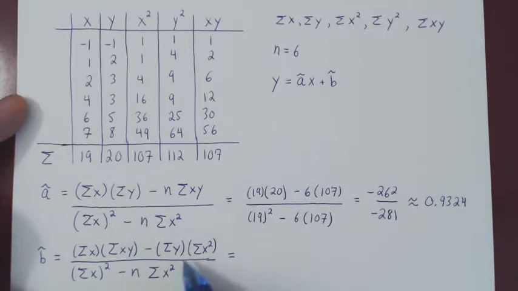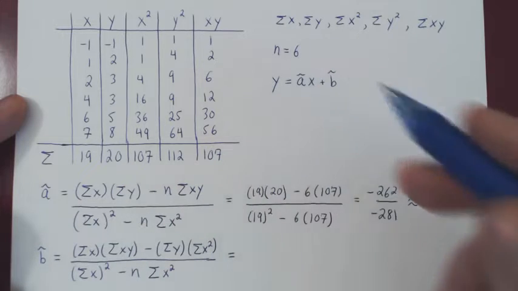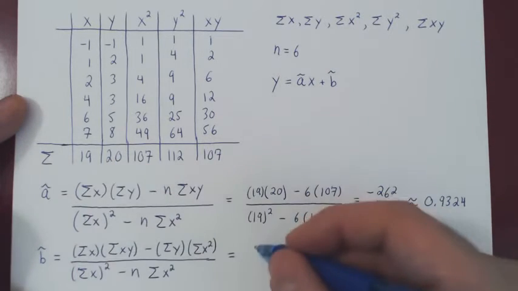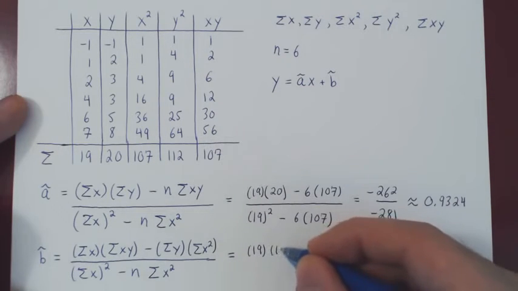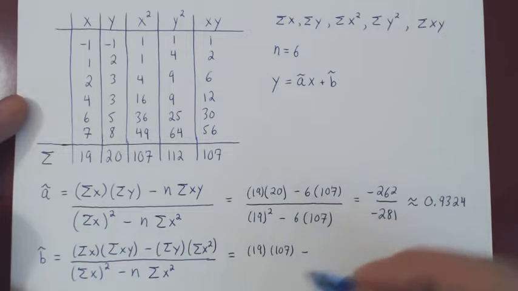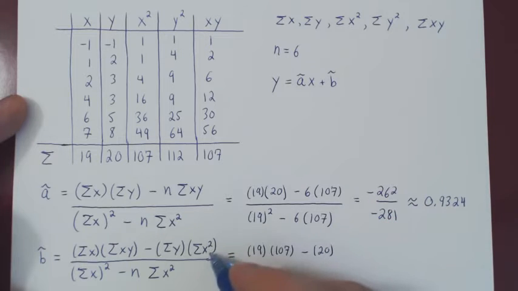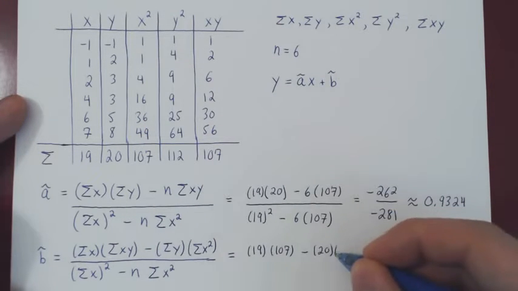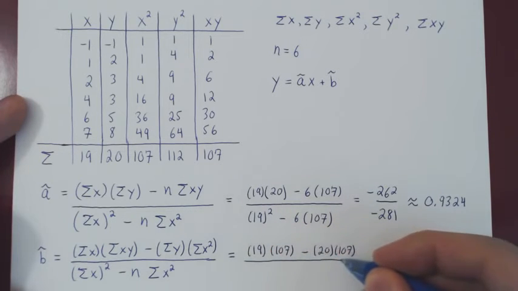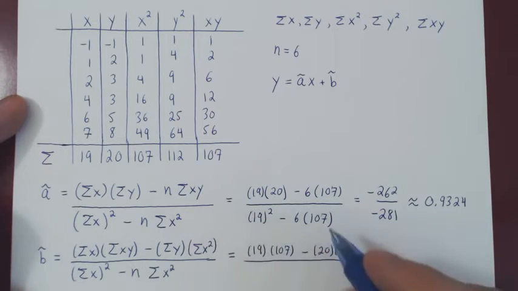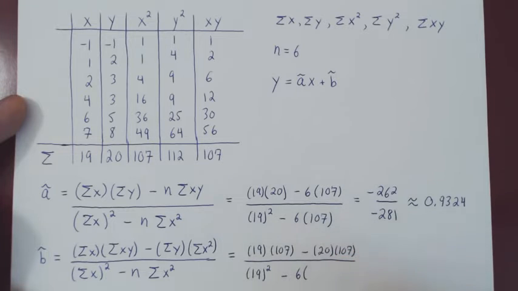And once again, everything in this expression is a function of our totals and n, so we can replace sum of x, 19, times sum of xy's, 107, minus the sum of the y's, 20, times the sum of the x's squared, 107, divided by, same as before, 19 squared, minus 6 times 107.